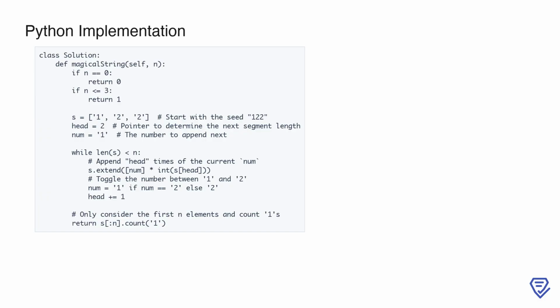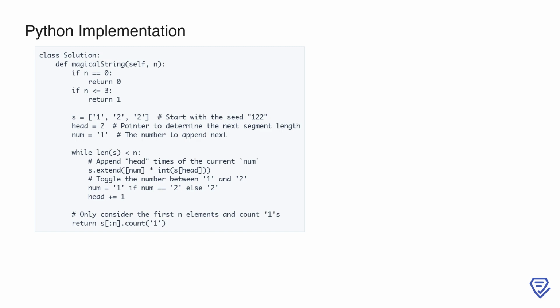2. Initialization. We start with the magical string s as 1, 2, 2. A pointer head is initialized to 2, which determines how many times to append the next number. The variable number keeps track of the next number to append, alternating between 1 and 2.